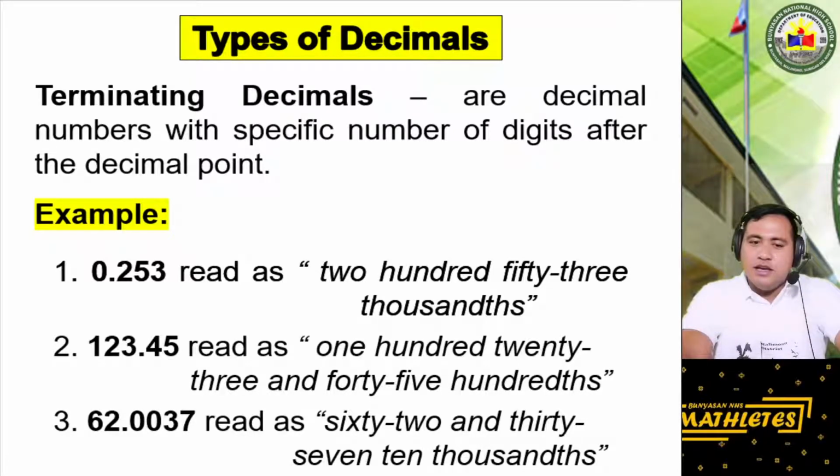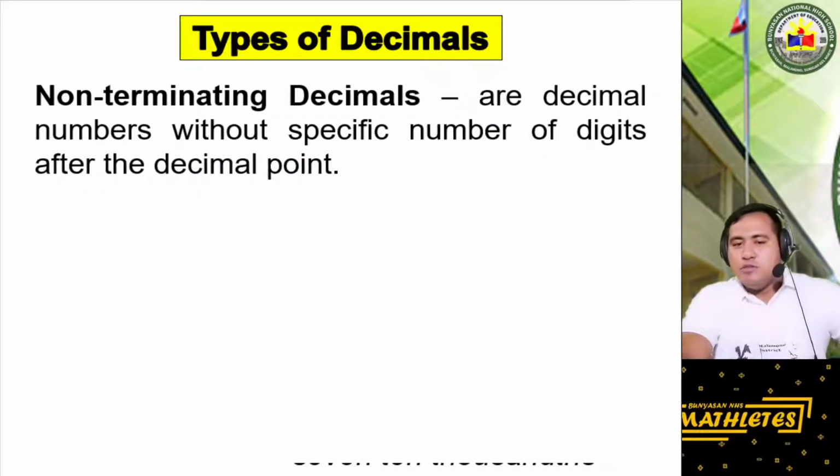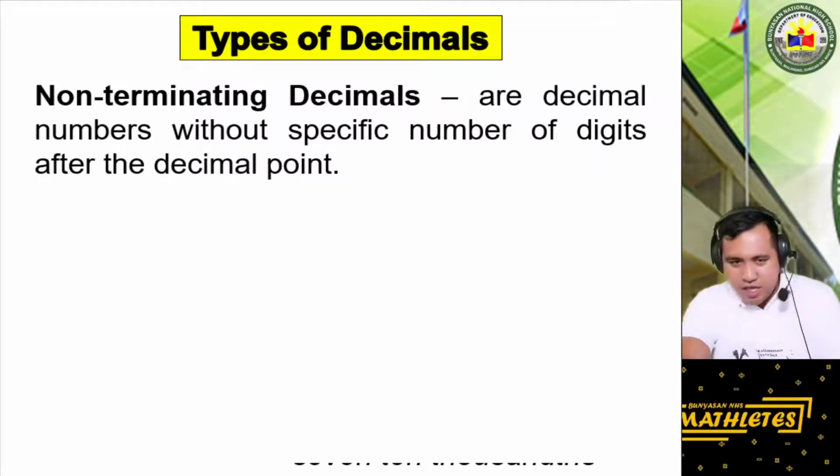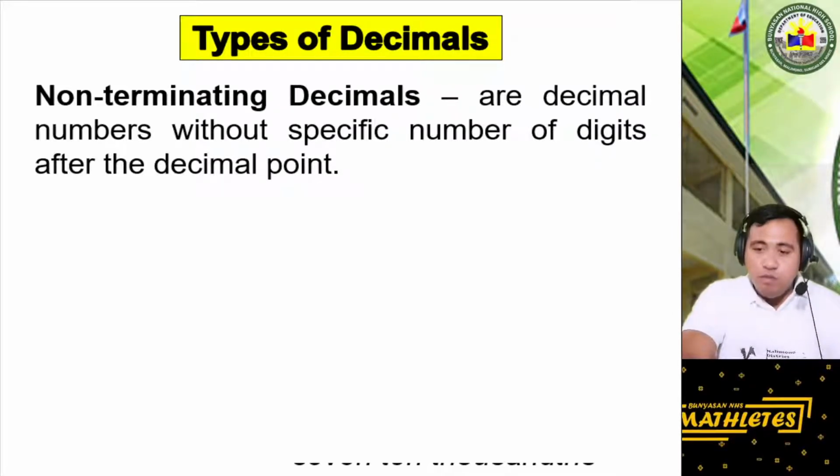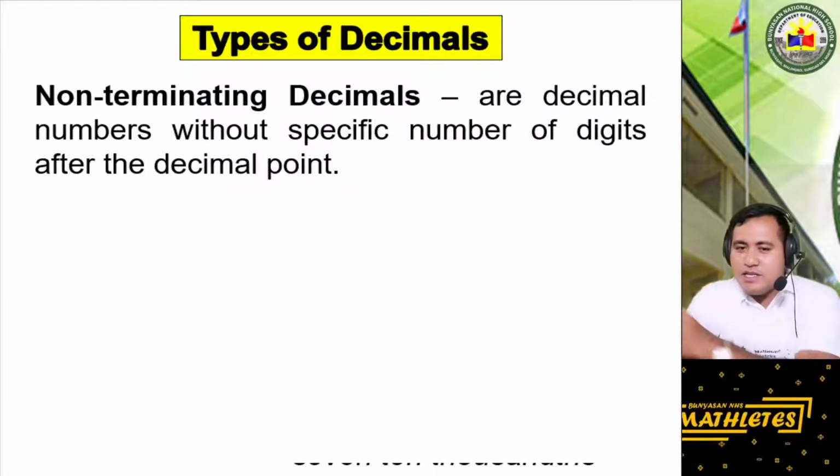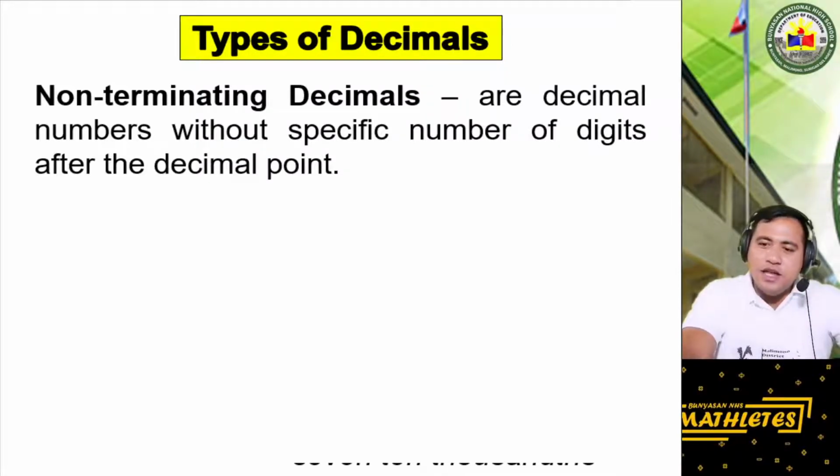Okay. Next is the types of decimal, non-terminating decimal. Kabaliktaran ni siya sa terminating, ang non-terminating. Kung kaganina, ang terminating has a specific number of digits after the decimal, kini wala siya specific number of digits. Way kahumanan siya, non-terminating gud. Way kahumanan ang number of digits after the decimal point. Okay.